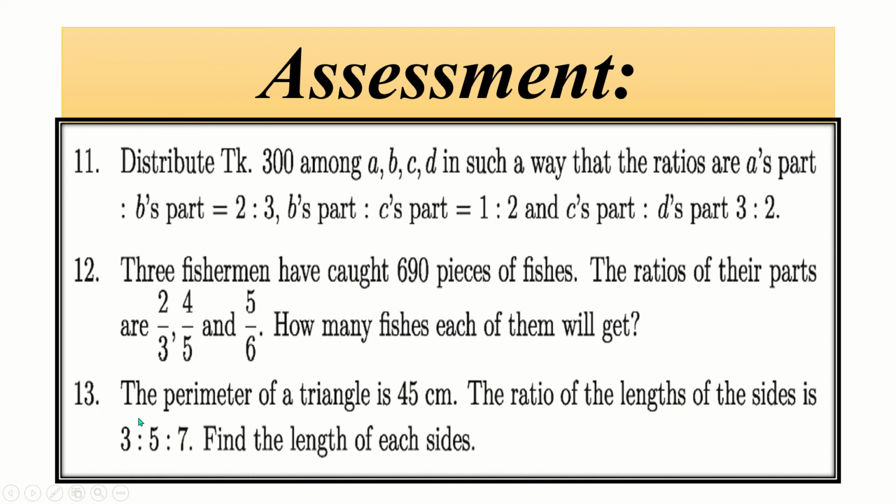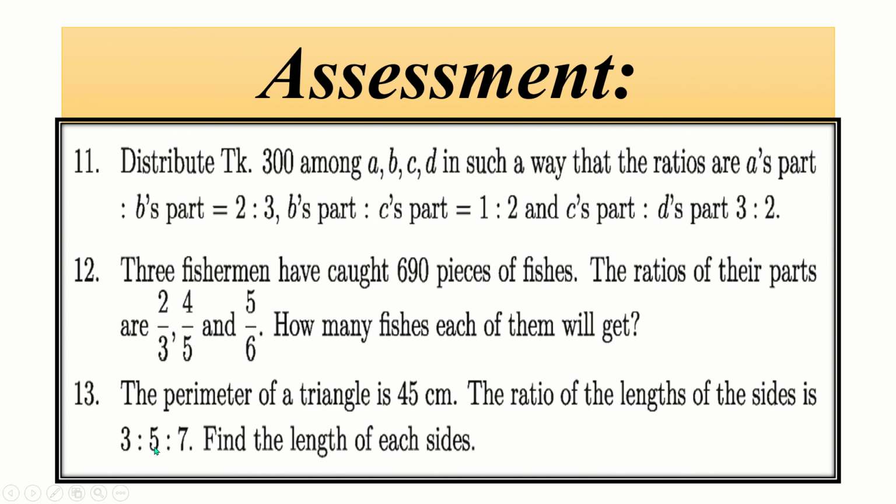At first we have to add the ratio 3, 5, 7 and find the length of each side. Then divide the total by the sum of the ratio, and multiplying by 3 we will get the first side. Dividing by the sum of the ratio and multiplying by 5 we will get the second, and multiplying by 7 we will get the third side. Or we can solve in another way.